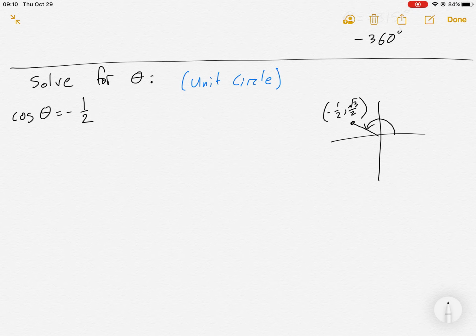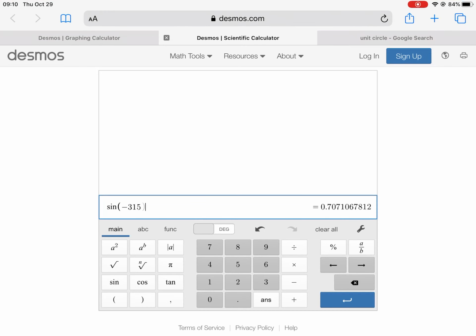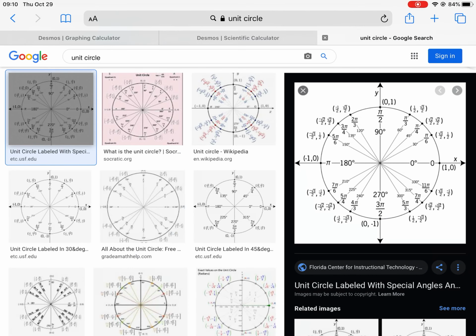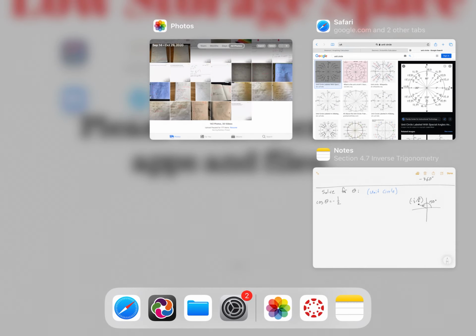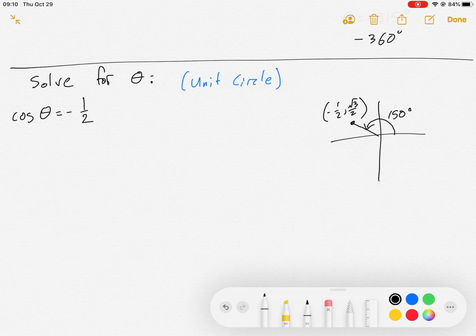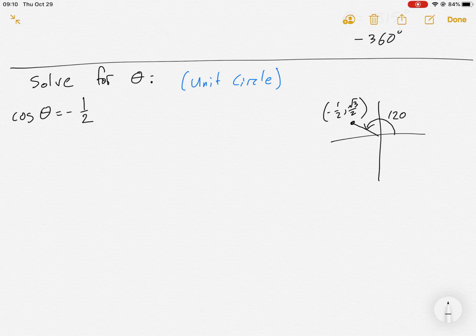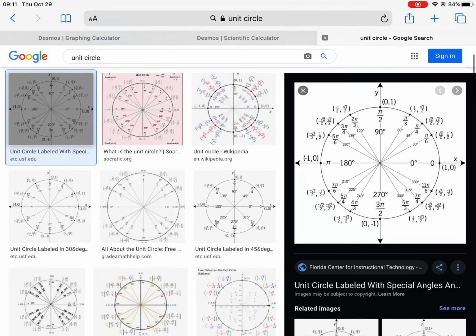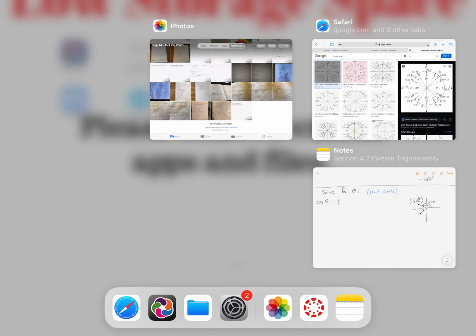Which is 150 degrees. You could always go back and actually double check that. Oops, 120 degrees, I messed up. Good thing I double checked that. So that would be 120 degrees. And then the other one is down here. Maybe I should just double check this right away. At 240 degrees.